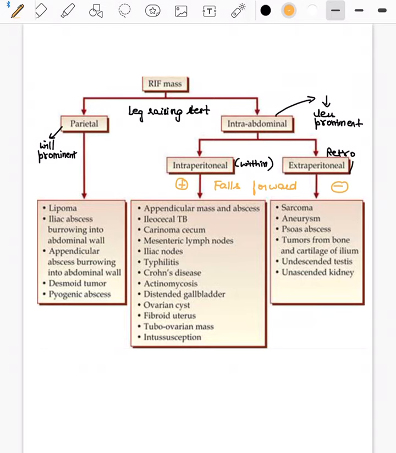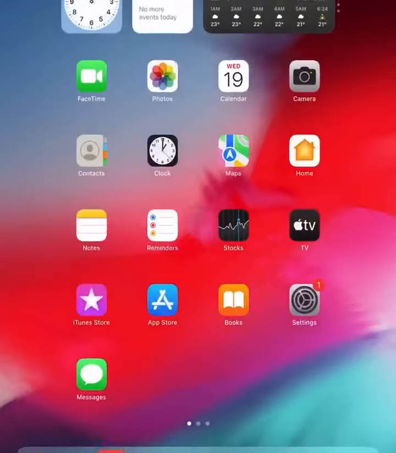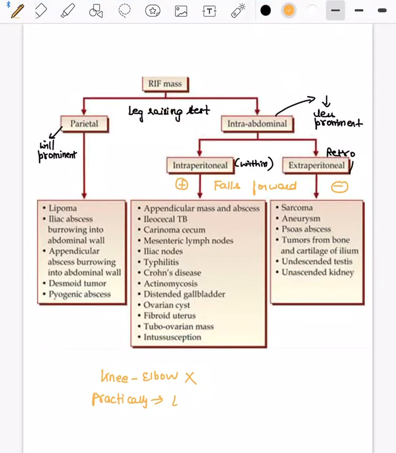What books typically describe is the knee-elbow position, but practically it's not possible. So instead of the knee-elbow position, practically we check it in a lateral position. We do it in the lateral position and differentiate whether it is a retroperitoneal mass or an intraperitoneal mass.